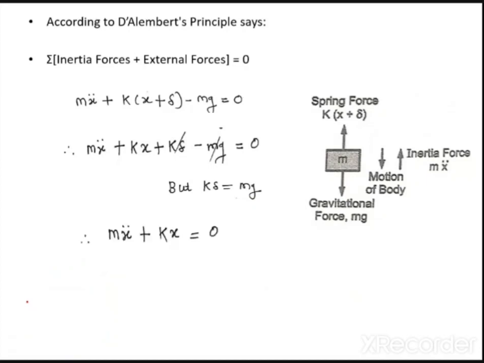ओके. सो फायनल इक्वेशन काय मिळालं? m x double dot plus k into x is equal to 0. सो divide करा. सो इक्वेशन मिळालं x double dot plus k upon m into x is equal to 0. ओके. सो let us say this is equation number 1. सो what is the fundamental equation of motion?